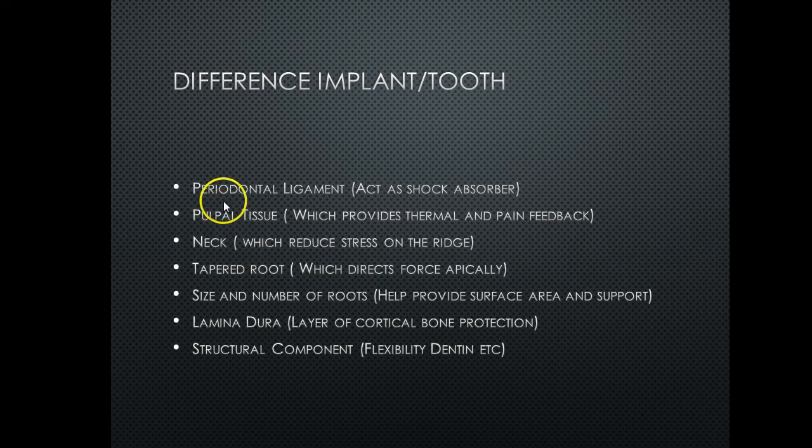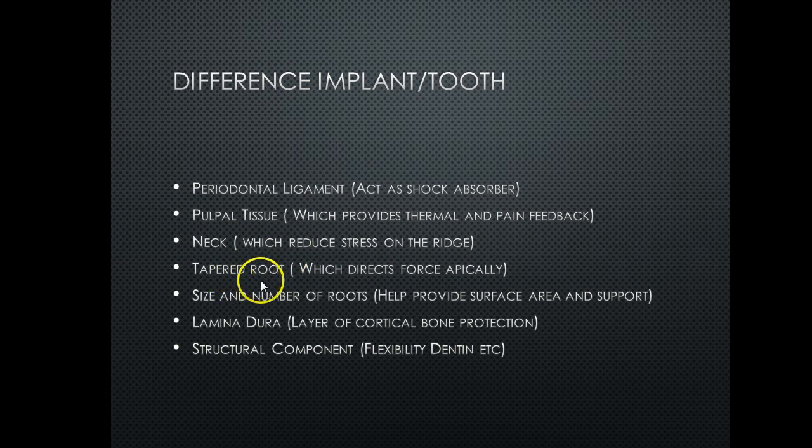Well, the first one is pretty obvious: the periodontal ligament. We know that the natural tooth has a protective periodontal ligament around it, which acts as a shock absorber, and the implant does not. There's pulpal tissue, which provides thermal and pain feedback, which the implant does not. There's a neck, which reduces the stress on the ridge. When you look at the tooth, especially on the anterior teeth, you can see the nice little neck, so all the forces are pinned down to that small neck, which helps reduce the stress on the ridge because the tooth itself is taking all the stress.